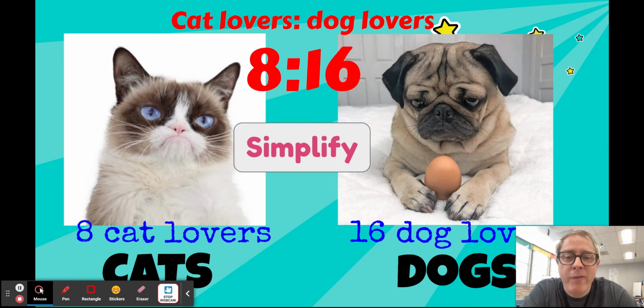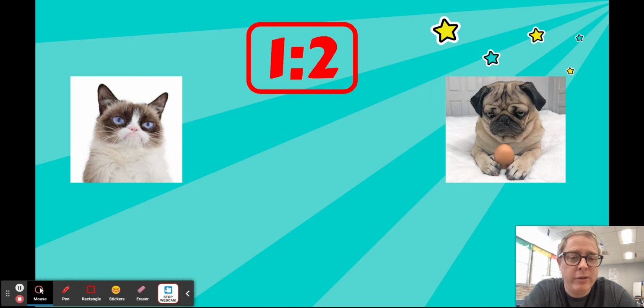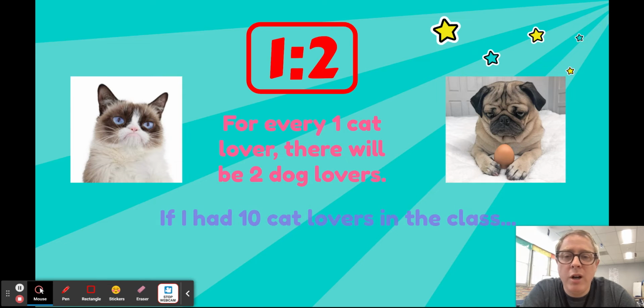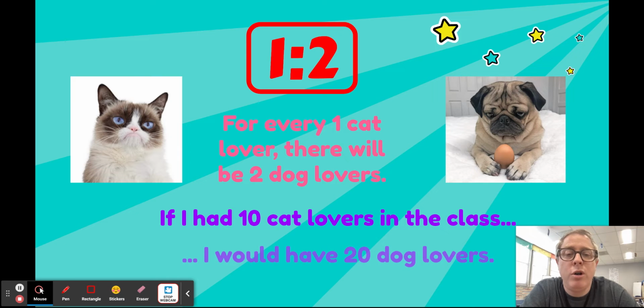And of course, like any fraction, we can simplify that. 8 to 16 simplifies to 1 to 2. That means for every one cat lover, there are 2 dog lovers. And we talked about some variations on that. If there's one cat lover for every 2 dog lovers, if I had 10 cat lovers in the class, that would mean there were 20 dog lovers. For every one cat lover, 2 dog lovers. For 10, there are 20.